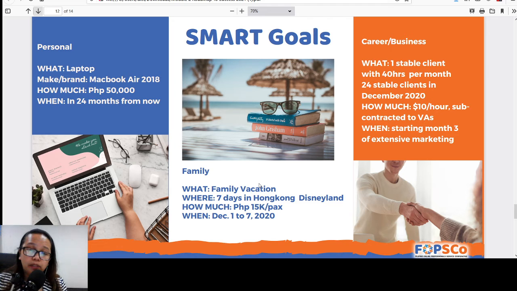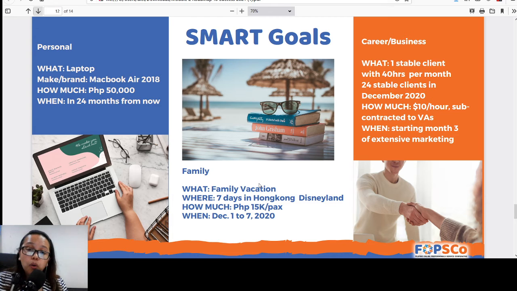Another one is if you have a goal for your family and you really want to go on a family vacation. Where would you spend the vacation? So it's 7 days in Hong Kong Disneyland. How much does it cost? It's like 15,000 per person. So if you are 10 in the family, you have to prepare 10 times 15,000, or 150,000 pesos. And when? Let's say because right now it's already April, we'll just say December 2021. So December 1 to 7.